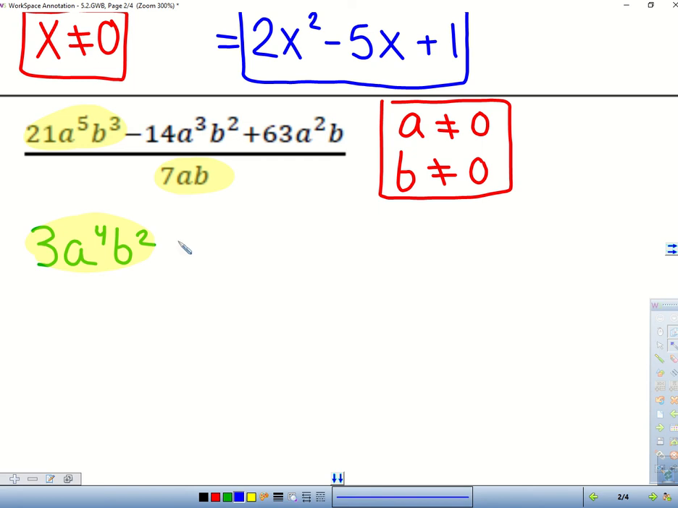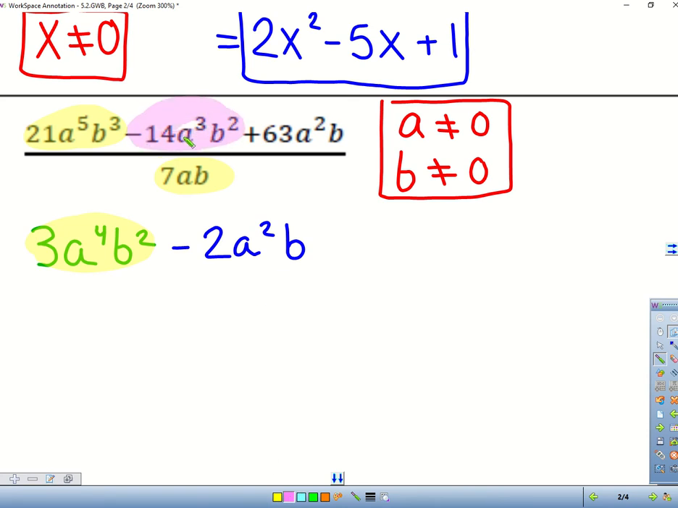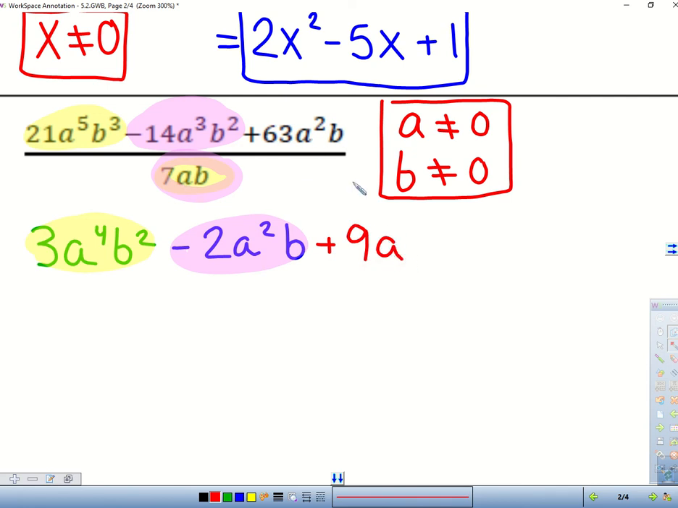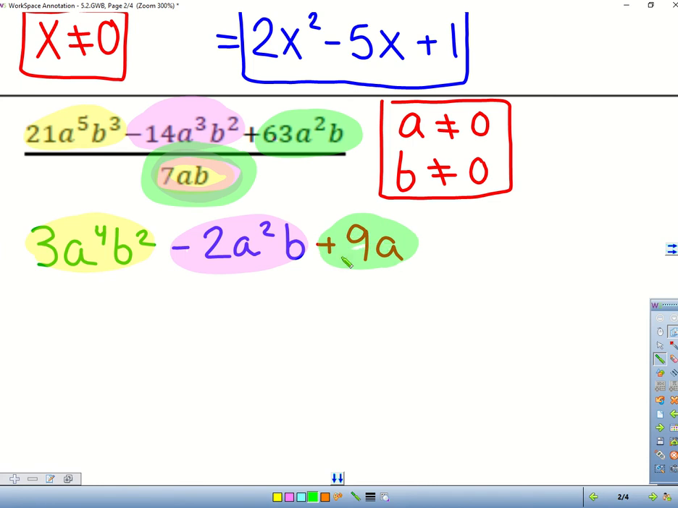Negative 14 divided by 7 is negative 2. A cubed divided by a is a squared. B squared divided by b is just b. This divided by this is this. And then next we have 63 divided by 7 is 9. A squared divided by a is a. And the b's go away, right? So this divided by this is this. Is everyone able to follow through with that procedure?